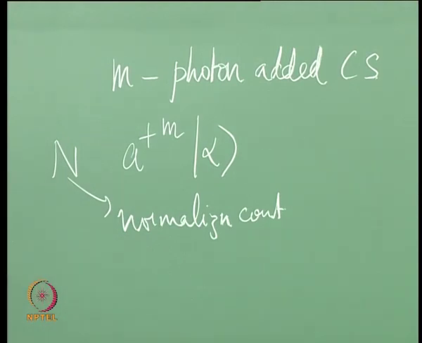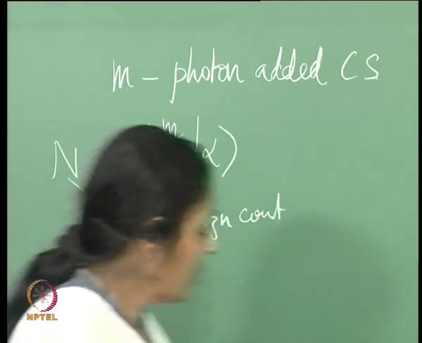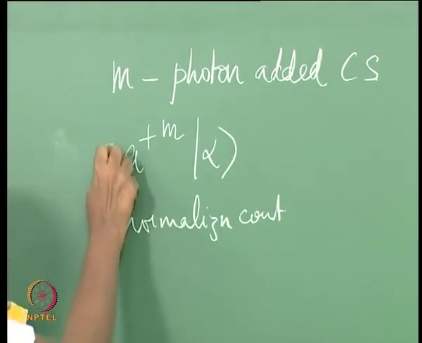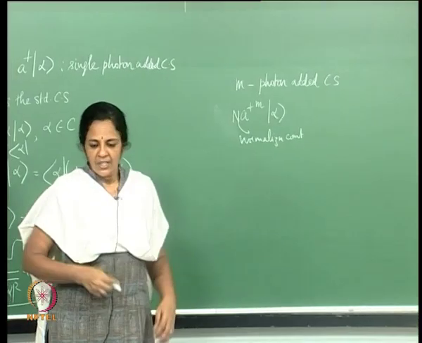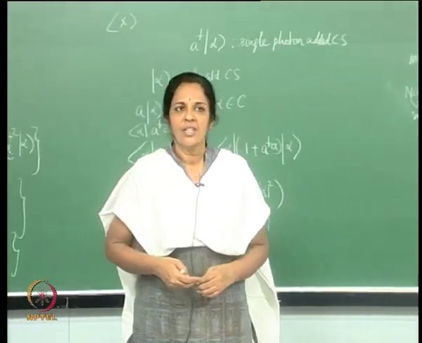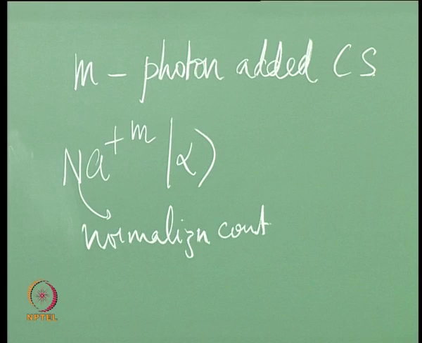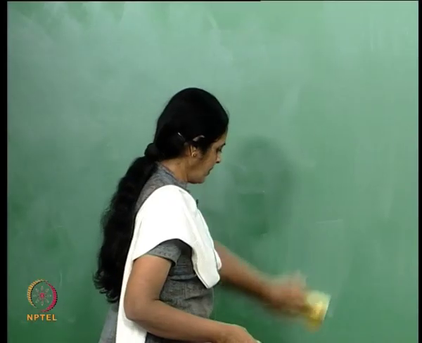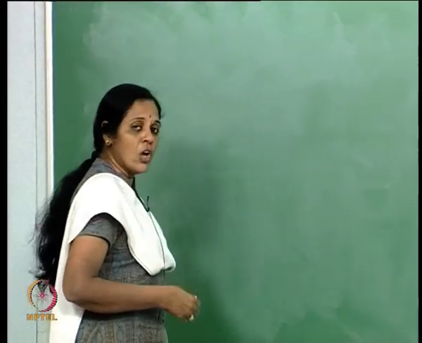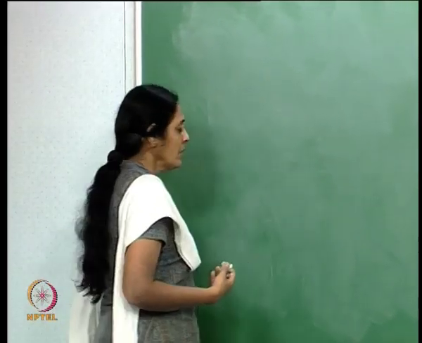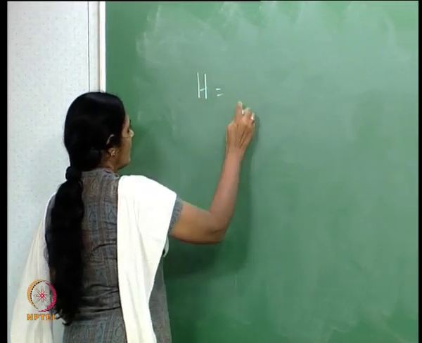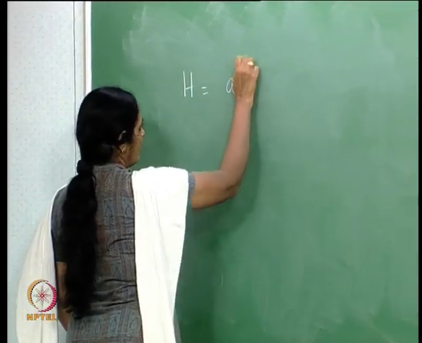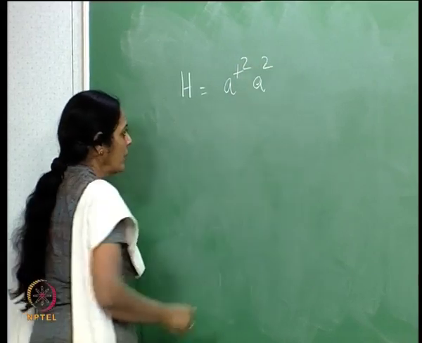And I would call this state the m-photon added coherent state. Such states become very important in various contexts. I now move on to a nonlinear Hermitian operator, which is nonlinear in a and a dagger. Consider the operator a dagger squared a squared.